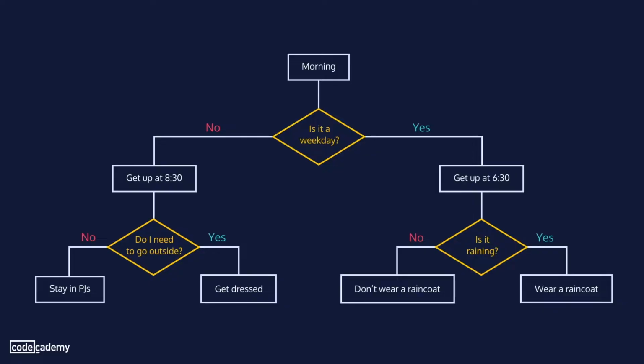First, we need to decide what time we'll wake up. For example, if it's a weekday, we might wake up at 6:30 a.m. But if it's the weekend, we might instead wake up at 8:30 a.m. Depending on which path we took, we arrive at another decision. In the case where it's not a weekday, we'll decide if we need to go outside or not. And if we don't need to, we can stay in our pajamas. On the other hand, if it's a weekday and we had to get up earlier, we come to the decision on whether or not to wear a raincoat. This decision is determined by the condition of, is it raining, which produces a yes or no value.